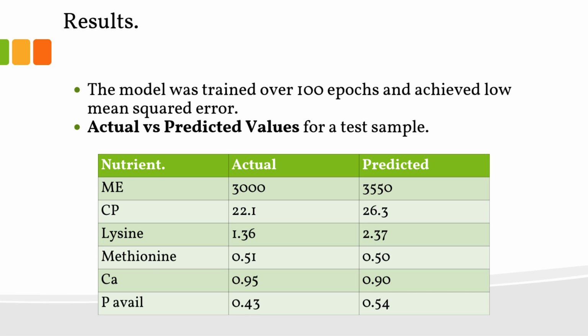We were able to come up with a table that shows the actual versus the predicted values for a test sample. For example, for the metabolizable energy, the actual value was 3,000, but the predicted was 3,550. For the crude protein, the actual value in the table was 22.1, but the predicted was 26.3. So there's a small variation there, and the model will need more training and tuning to reach better accuracy.